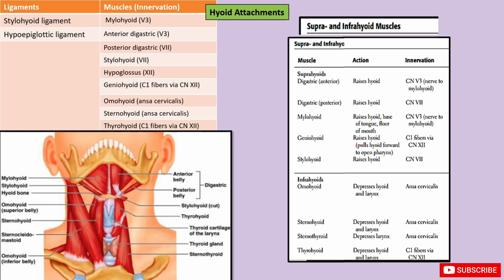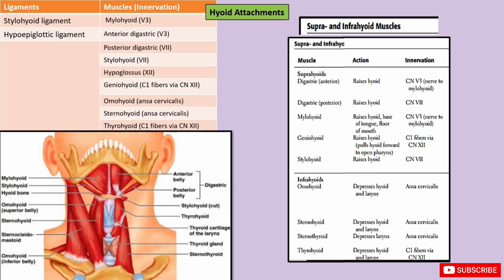Suprahyoid muscles, action, innervation. We have the digastric, anterior belly and posterior belly here. We have the mylohyoid, geniohyoid, and stylohyoid. You should know the actions of all of them and the innervation of all of them. They are all raising the hyoid bone, the base of the tongue, and the floor of the mouth.